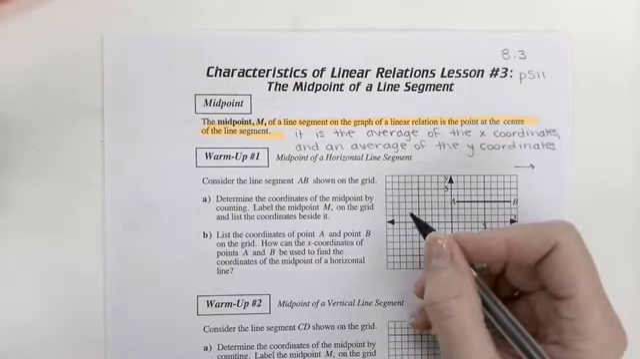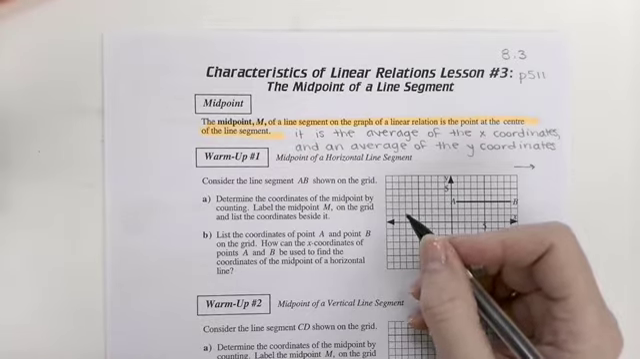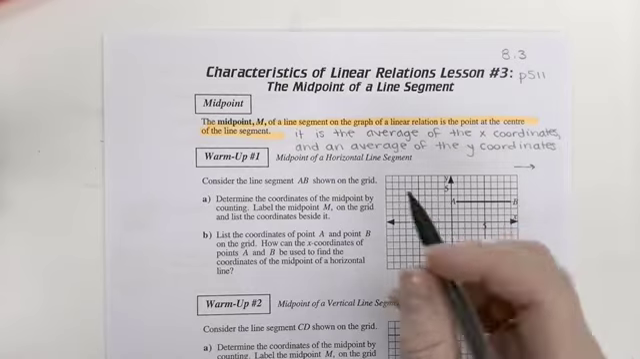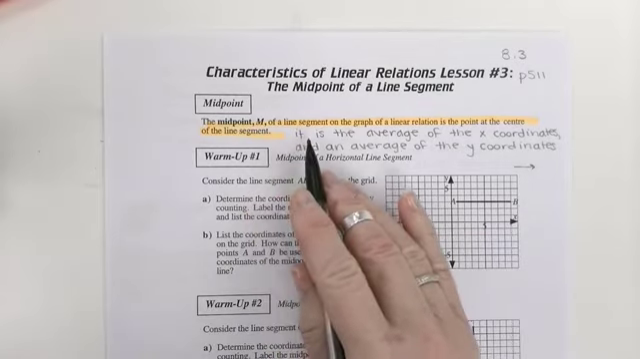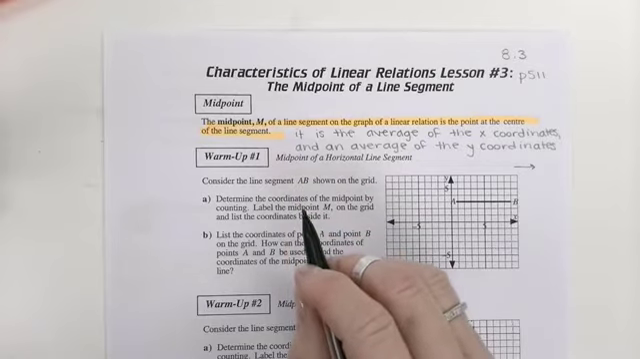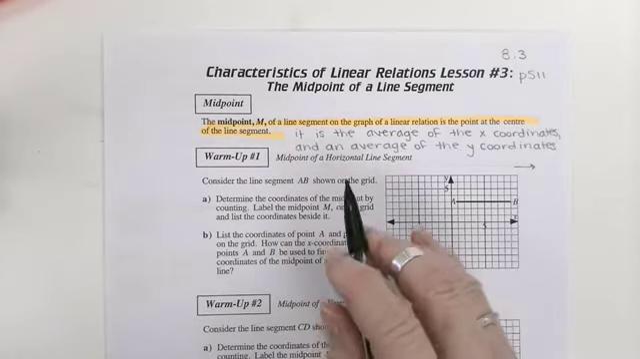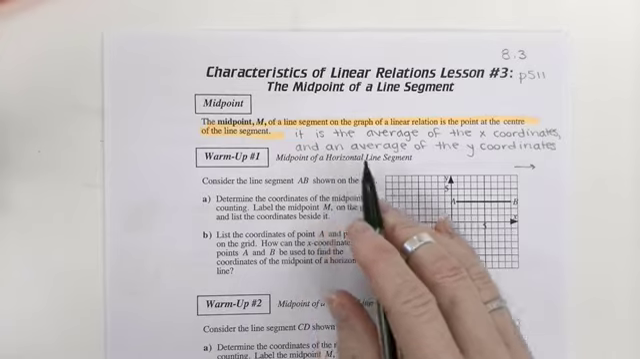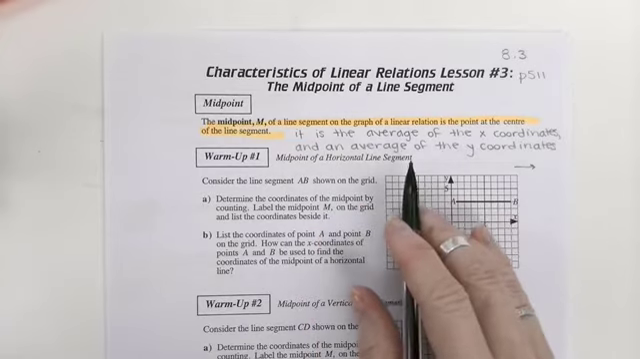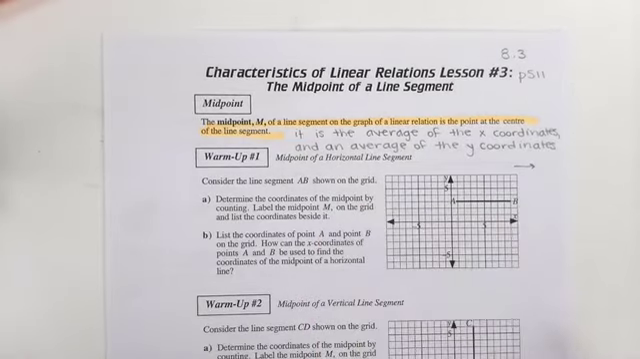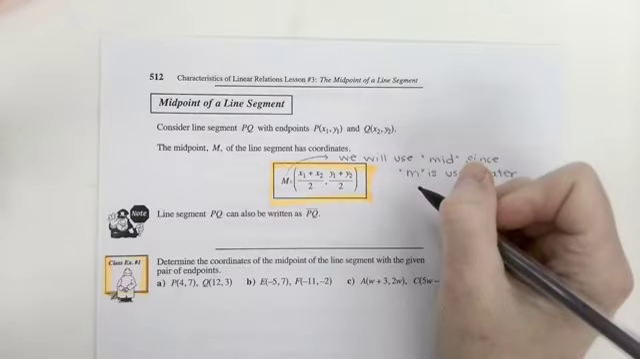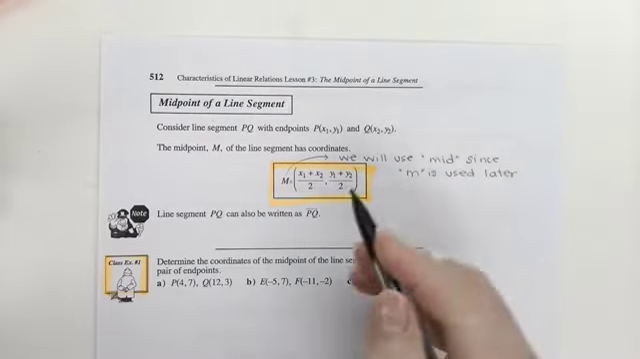Welcome! Section 8.3 is the midpoint of a line segment, and this is a nice short section as well. So the midpoint, M, of a line segment on the graph of a linear relation is the point at the center of the line segment. What's going to happen is it will be the average of the x-coordinates, and the average of the y-coordinates. Over the page, the midpoint formula is given.